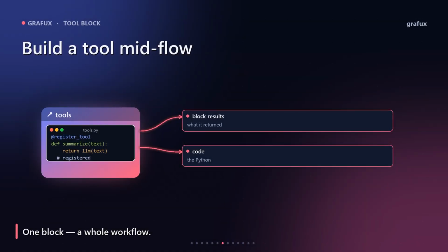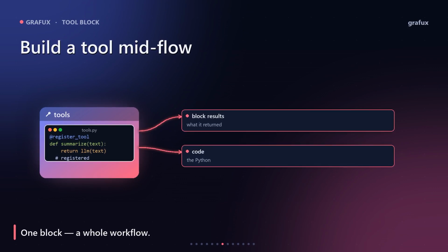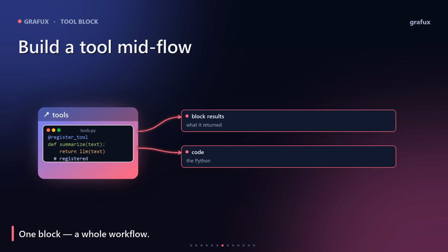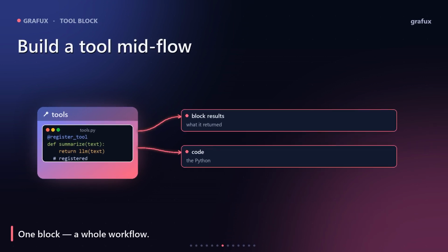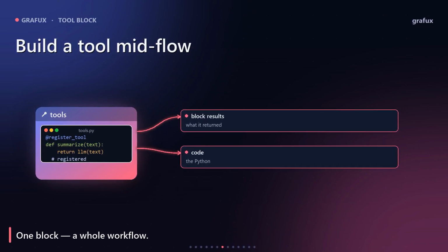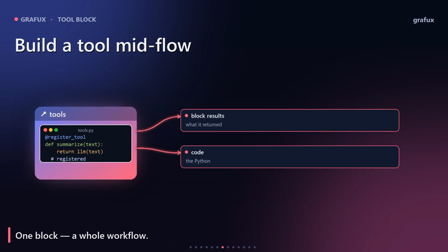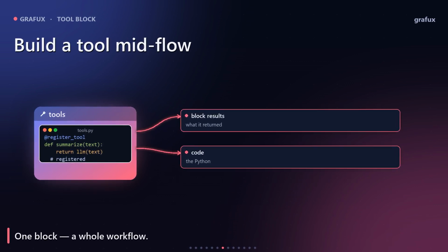Alright, let's make this real. Need something the canvas doesn't have yet? Describe it: clean this CSV, and total the revenue column. And moments later it's a real, running tool you can wire anywhere. That, right there, is the tool block, one single node, doing the work of an entire workflow. And you built it just by describing what you wanted.